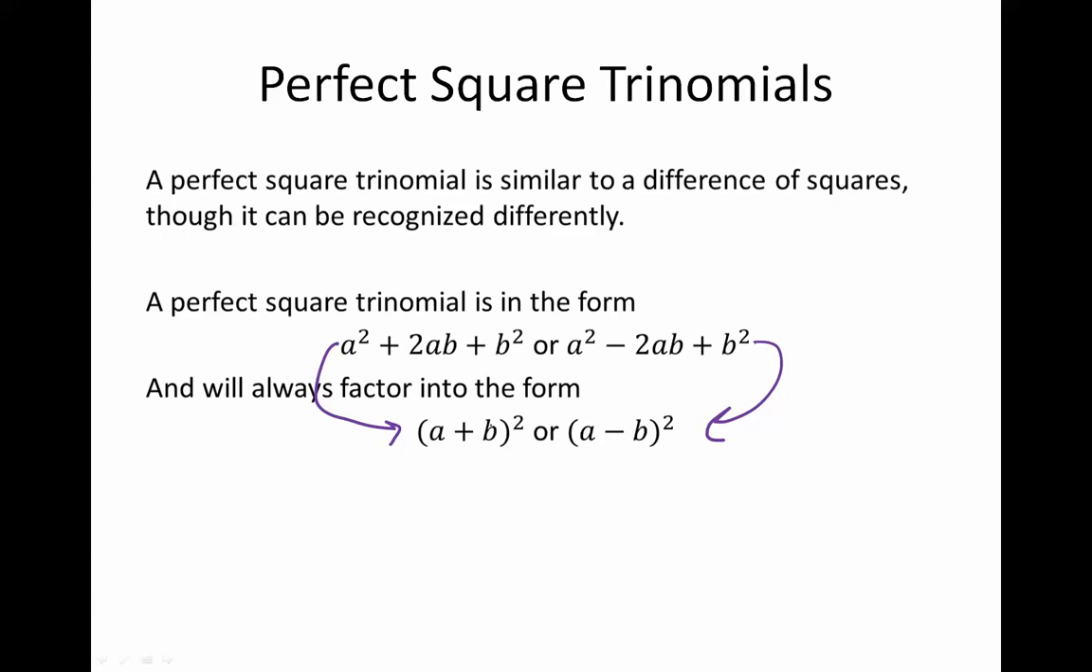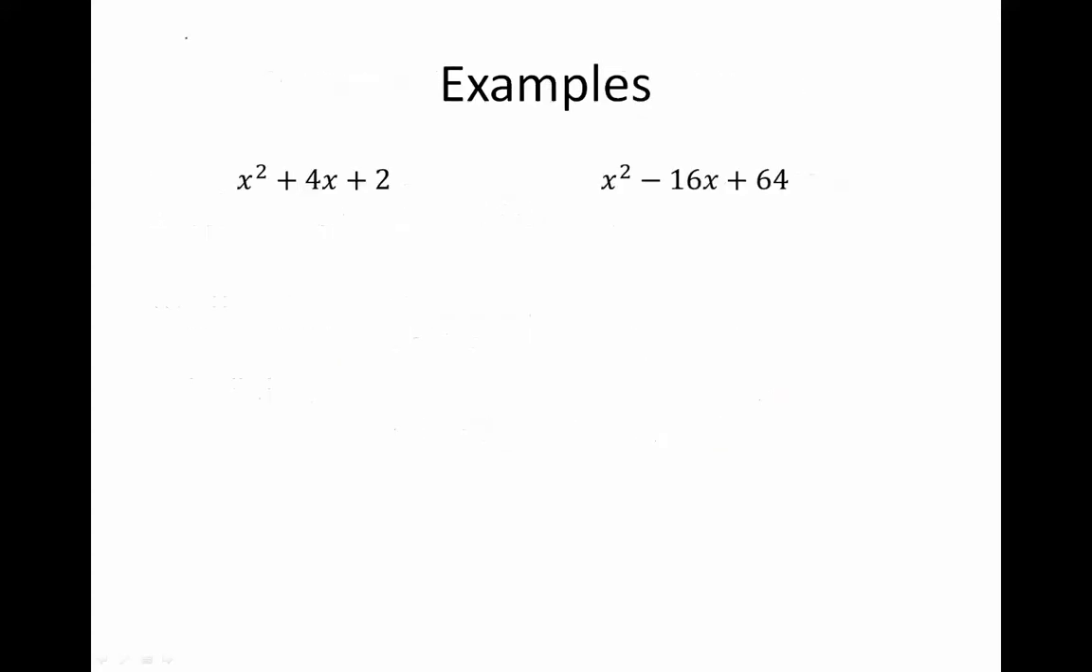So let's look at some examples. Here we have x plus 4x. Now, this should actually be 4. I made a mistake. I caught it here when I was looking at it, but my file wouldn't let me change the number. So if you're doing in notes, make sure you change that to a 4. This should be a 4.